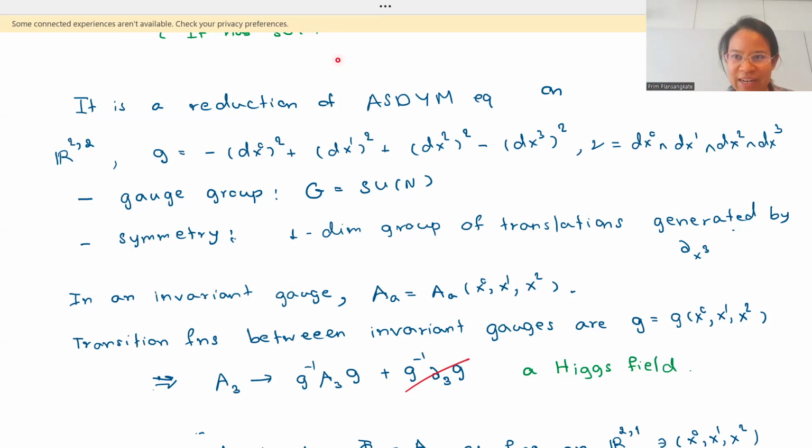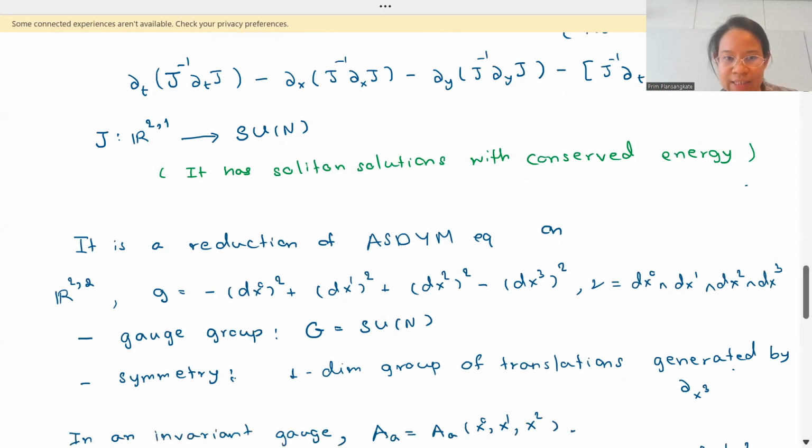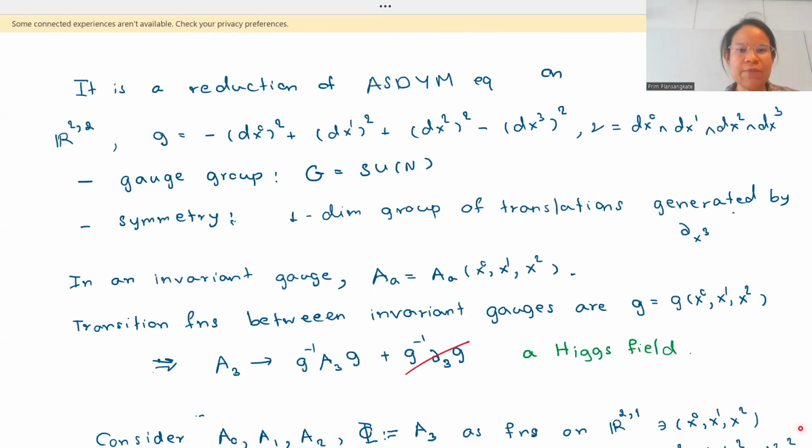And the symmetry, in fact, as you can see from the equation, depends on three independent variables now, whereas the anti-pseudo-Yang-Mills equation has four variables. So the symmetry is actually a one-dimensional group of translations, just along the x3 coordinate. And then it can be shown that if we assume that the connection D is invariant under this group of translations, there exist invariant gauges in which the components of the connection are independent of x3. So they only depend on x0, x1 and x2, right?